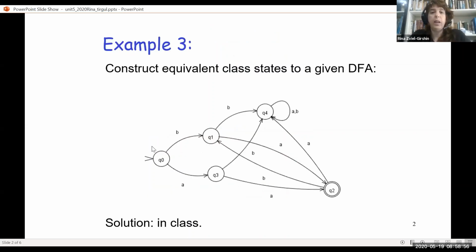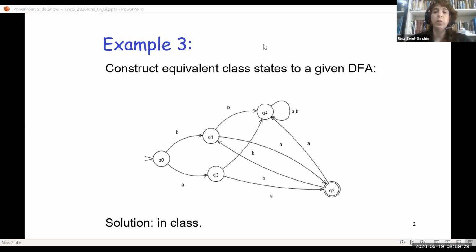So please, this is an example that was given during the lecture, and we said that we will solve it in class. So basically, we are given some DFA, and we were asked to construct equivalence class states for the given DFA. And then we would like to redraw this DFA. So let's start with the idea.